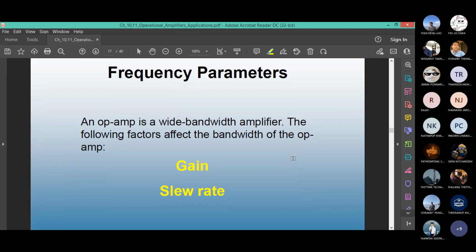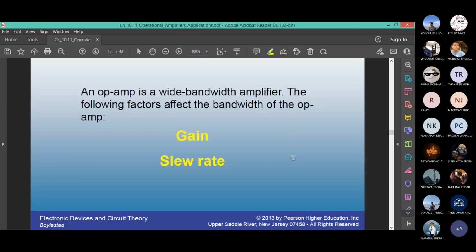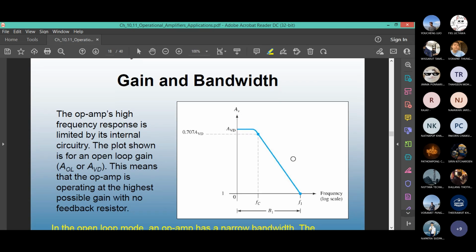We talked about frequency parameters in the class. So 2 parameters: gain and slew rate. Slew rate is the rate of changing. Let's talk about gain first. This is a picture of gain versus bandwidth. Where are you going to get the maximum gain?